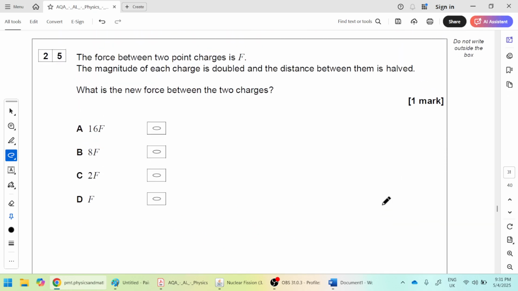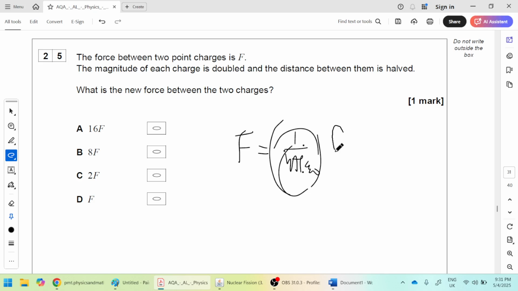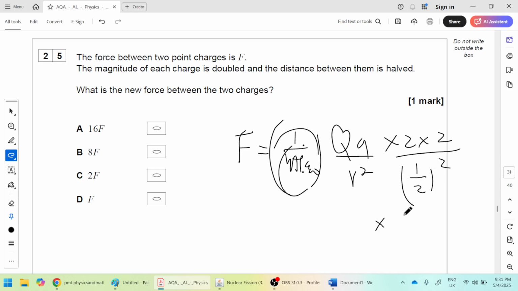Force between 2 point charges is F. Magnitude of each charge is double. Distance between them is half. So this kind of question, you write the equation. F equals 1 over 4 pi epsilon naught. So the whole thing is a constant. Right? We don't care about this one. Q over R squared. It's telling me basically 1, 2, 3. These are the interesting things. This side we are doubling each charge. That means times 2 times 2. Then the distance is halved. Divide by half but squared. So looking at this factor here, this is 4 divided by 1 over 4, which is 16.